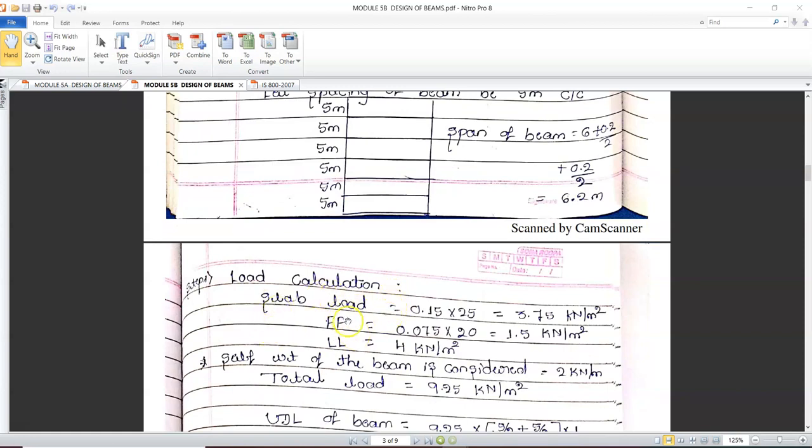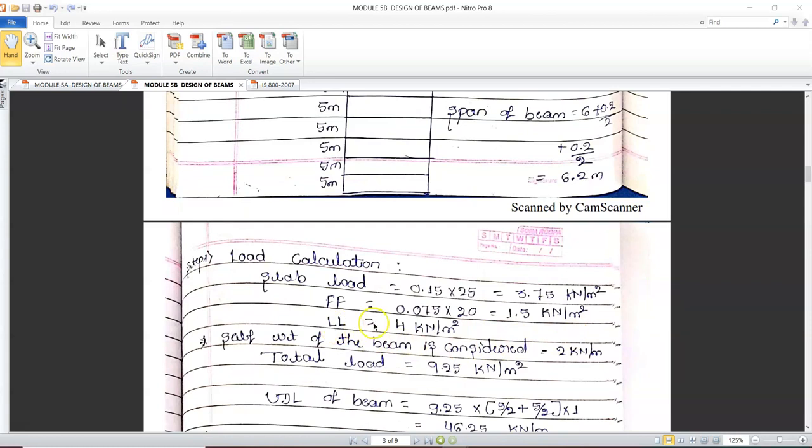The load calculation. The slab load: the thickness of the slab is given as 0.15 meter, into 25 kilonewton per cubic meter, which is the density of the RCC slab. So therefore the self weight of the slab will be 3.75 kilonewton per square meter. Now coming to the floor finish, FF stands for floor finish, the thickness is given as 75 mm, which is 0.075 meters, into the density of floor finish, taken as 20. So you will get 1.5 kilonewton per square meter.